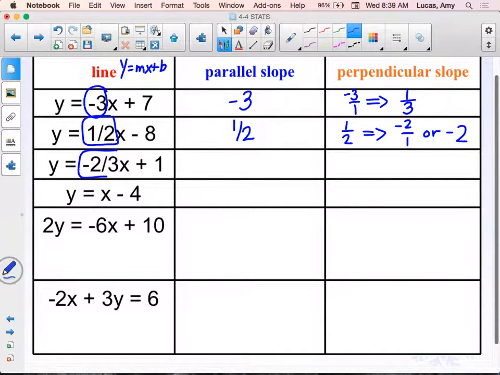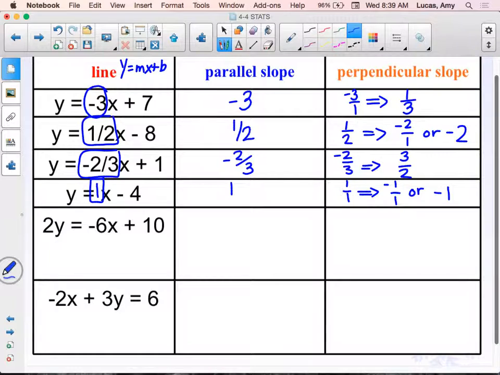Next slope, -2/3. Keep it the same, -2/3. Flip it over and change the sign. So it's +3 over 2. The next one, I'm going to put the 1 in front because the slope is actually 1 on this one. 1 is the same as 1 over 1. Flip it and change the sign, and it's -1 over 1 or -1.